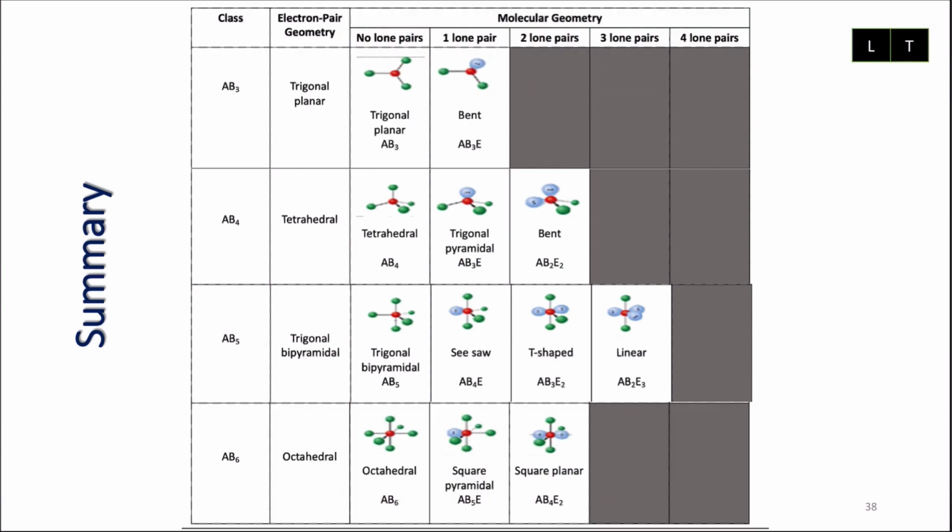So as a summary for all the basic shapes that we've learned so far, we got AB3 trigonal planar, AB4 tetrahedral, AB5 trigonal bipyramidal and AB6 octahedral. So these are all the basic shapes that we learned, including linear AB2. And from these 5, only 4 have derivatives because we have lone pair on the central atom. So it will change according to the number of lone pairs. So you can see that from here.